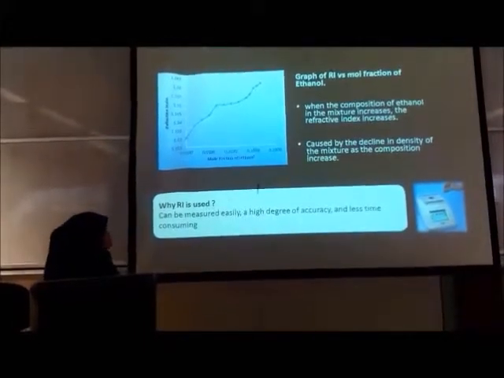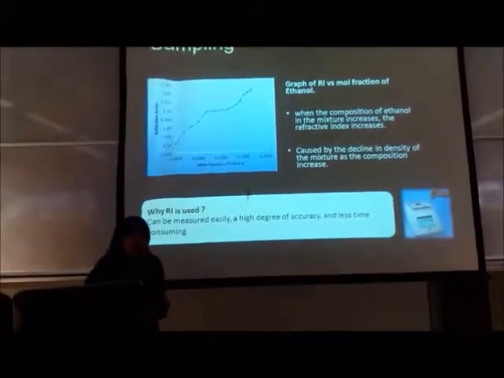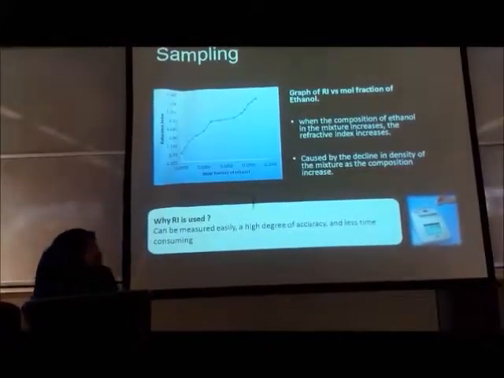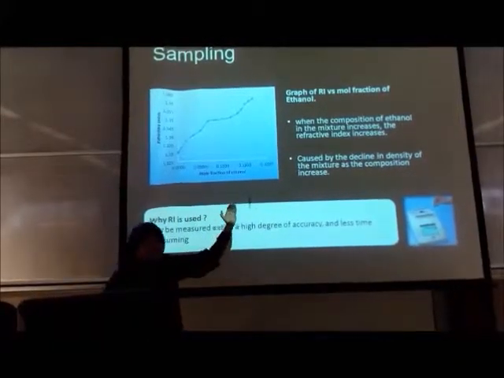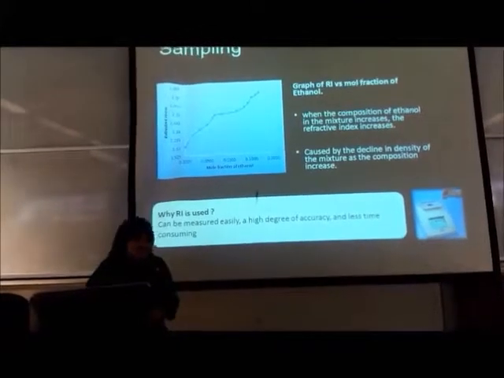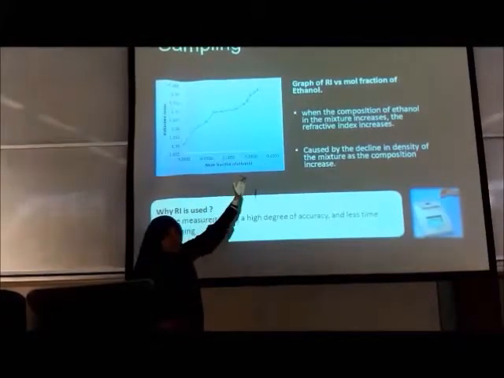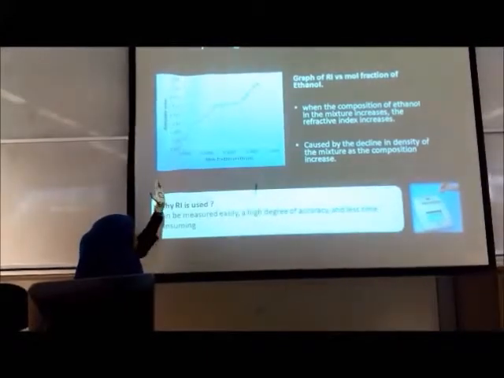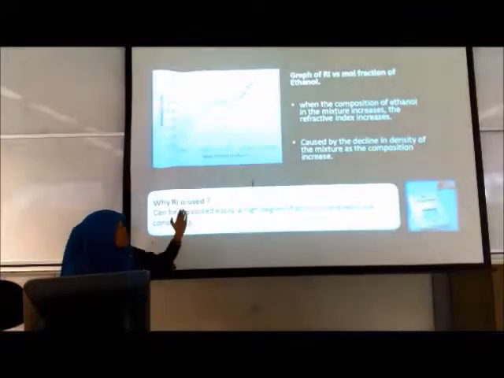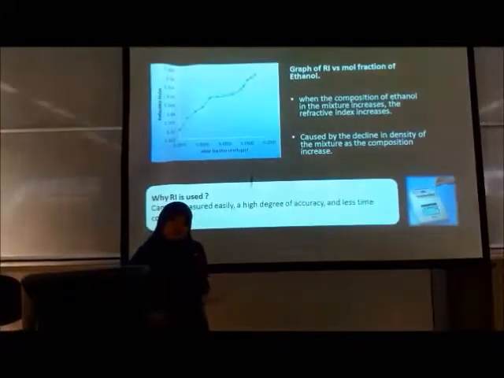Let's take a look at this graph of refractive index against mole fraction of ethanol. From this graph, we know that when the refractive index increases, the mole fraction of ethanol also increases. This is due to the density of the mixture. Since the mole fraction of ethanol increases, the density of the mixture will decrease. Then the refractive index is increased. This is because the refractive index is inversely proportional to the density of the mixture.